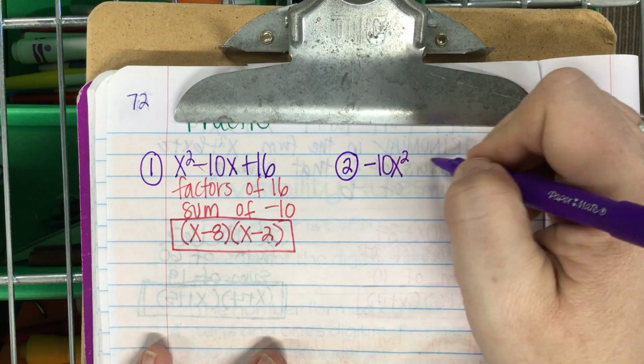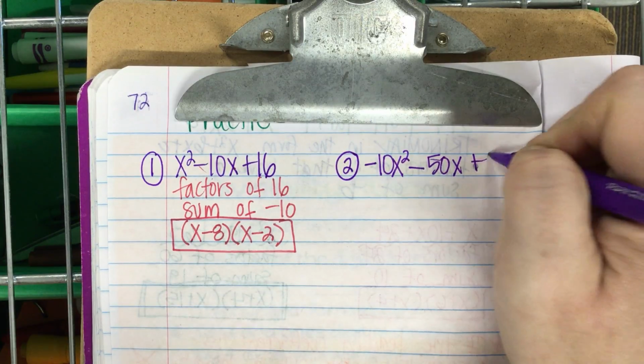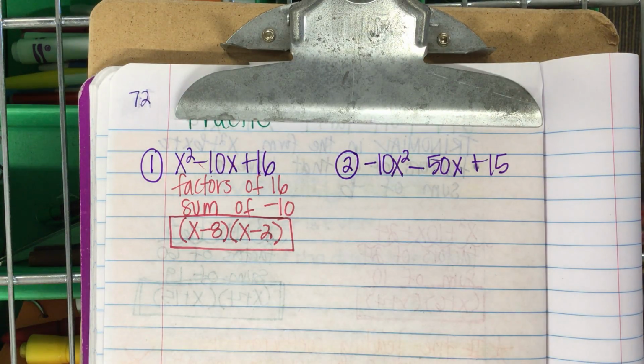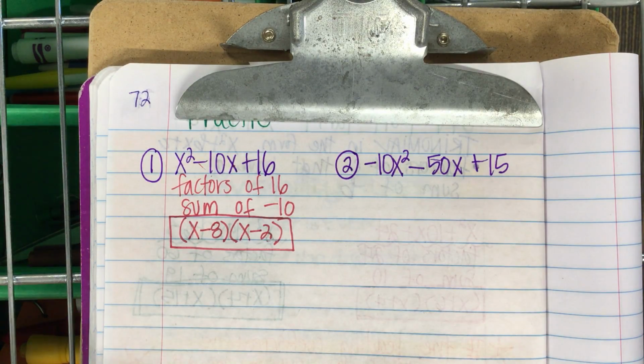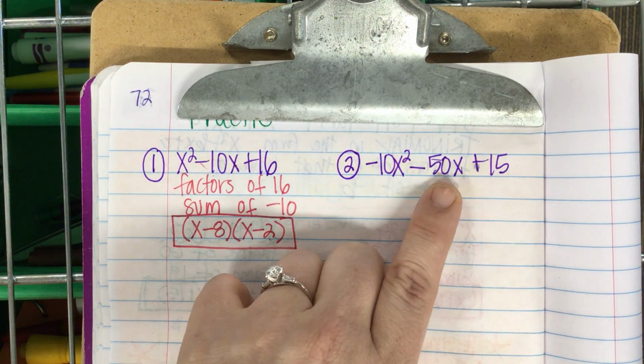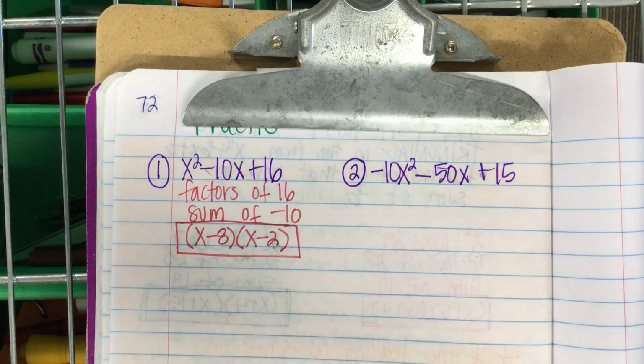Negative 10x squared minus 50x plus 15. Here's my problem. I have a leading coefficient, and a greatest common factor. And on top of that, it's also a negative leading coefficient. I would love it if my greatest common factor was negative 10, right? I'd love to just get rid of it. But it's not negative 10. It's going to be 5.